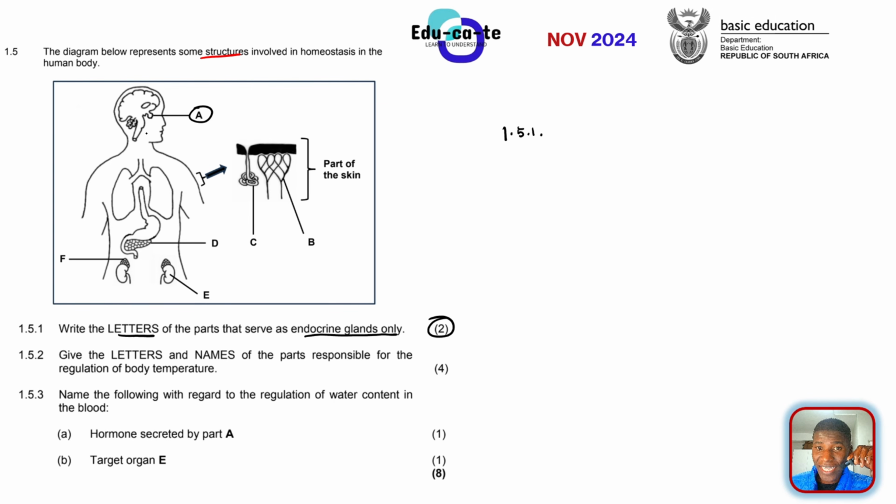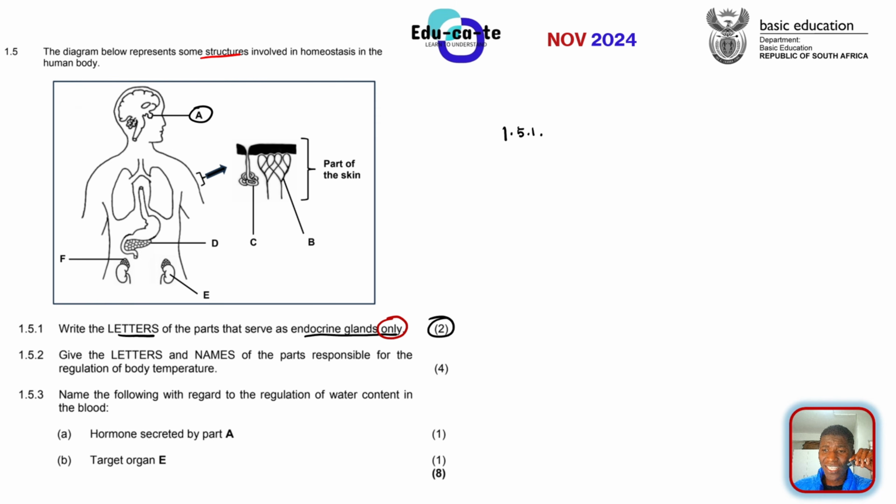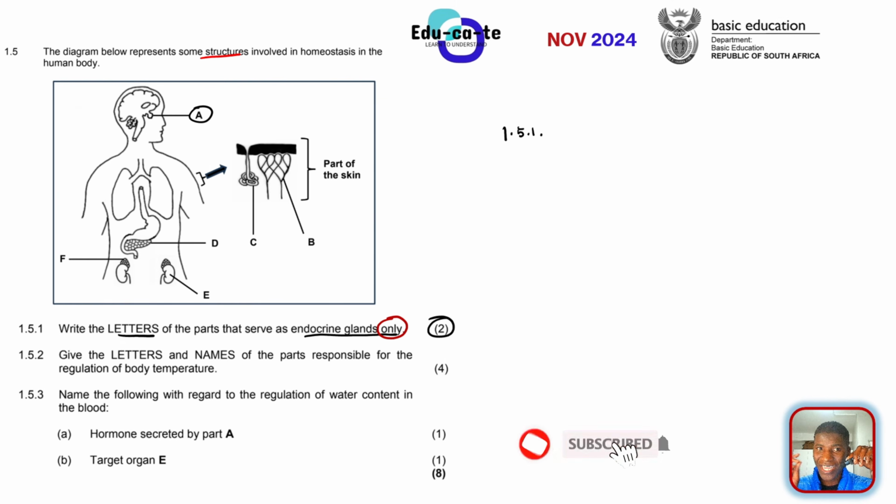A is the pituitary gland. The pituitary gland serves as an endocrine gland only. Okay, look at this question carefully. They say an endocrine gland only. Remember, some of the glands can act as both endocrine glands as well as exocrine glands. So what do I mean by that? I mean that they can secrete hormones, and at the same time they can secrete fluids into ducts like exocrine glands do. So here we are looking for those which are going to be endocrine glands only, and it is 2 marks. So we need to be very careful in identifying.